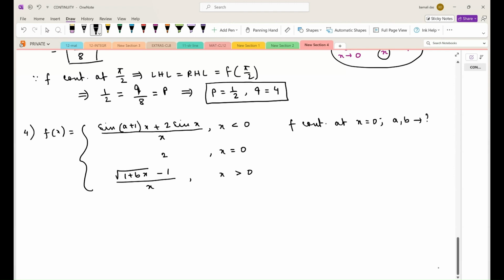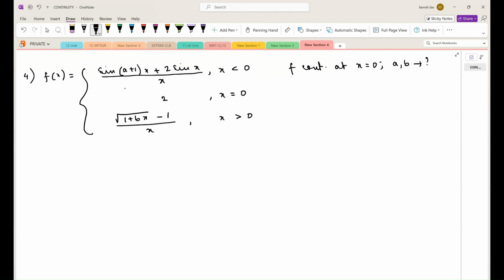So again, it is a similar type of sum, only the calculation of limits will change. So I'm just showing you the calculations of the limits. So left hand limit is limit x tends to 0 from the left, first branch, sine of (a plus 1)x plus 2 sine x by x.